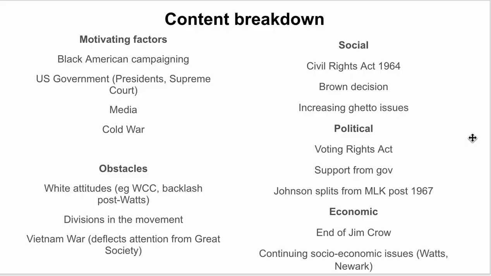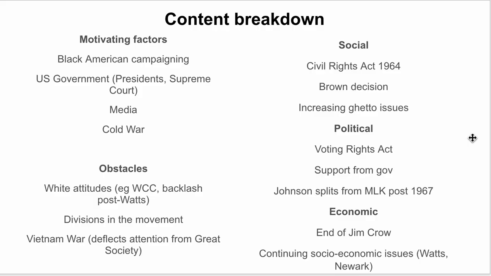Presidents, so Kennedy and Johnson, Eisenhower even, did in their own different ways promote civil rights. The Supreme Court too, with key decisions. So again, you could have the US government as one paragraph, or you could break it down. The media is really important here. The effective use of the media by civil rights groups, Martin Luther King and those campaigns.